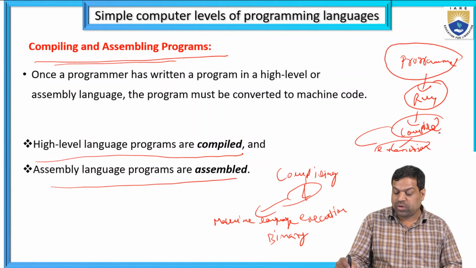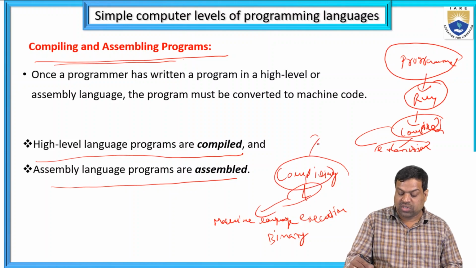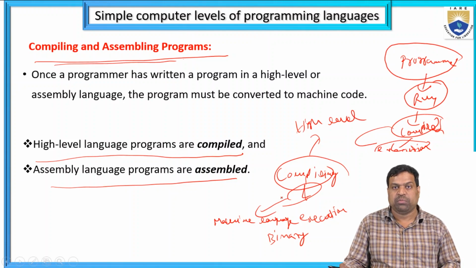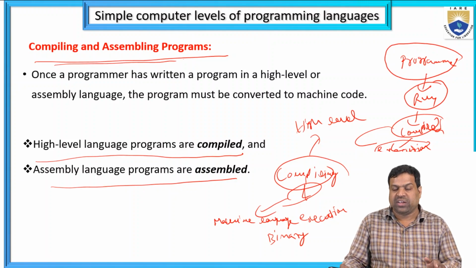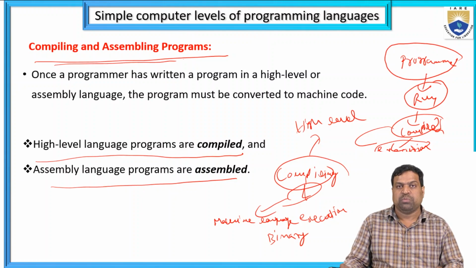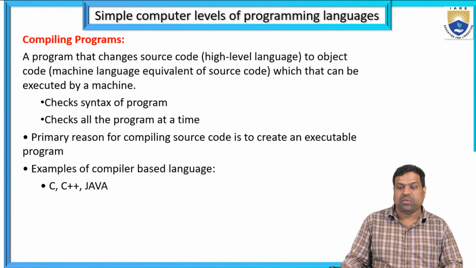When you are compiling, it is always high level languages. Assembled are the assembly languages. These are very important. High level languages are compiled, then converted to the machine language. Assembly languages are first assembled, and after that converted to the machine language. It is about compiling of assembly language.